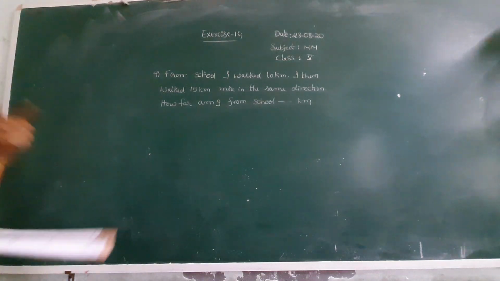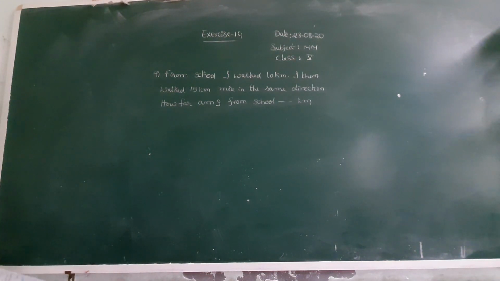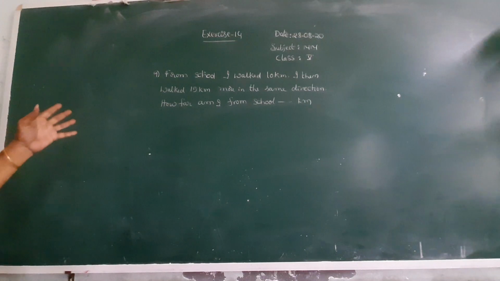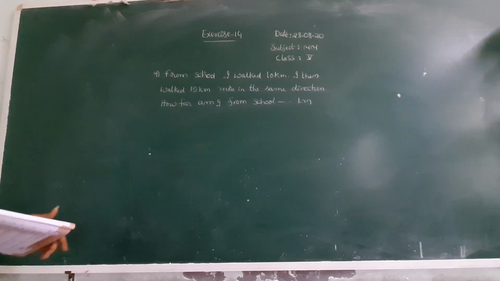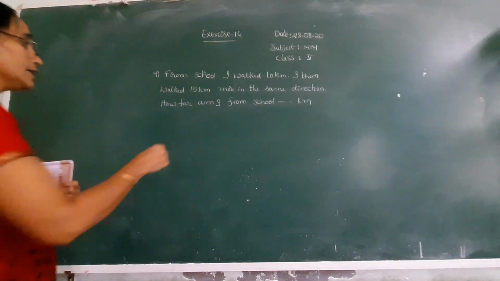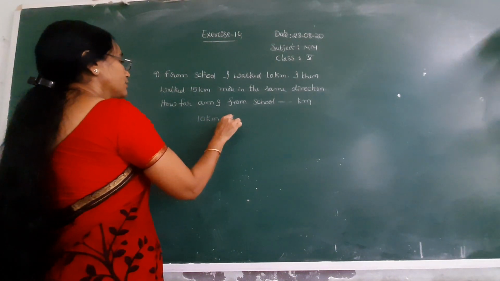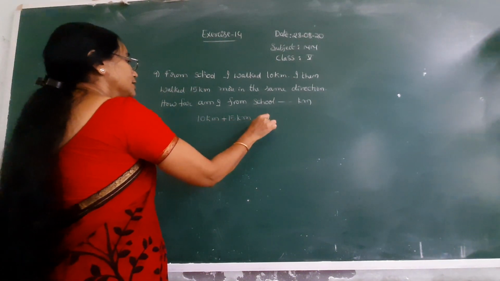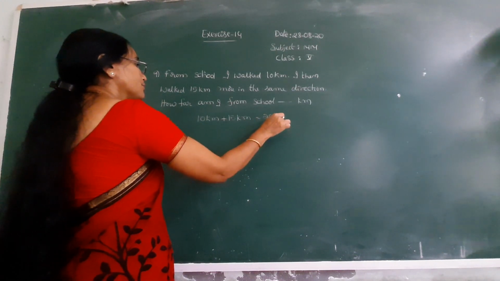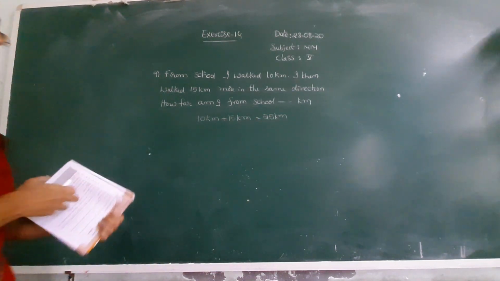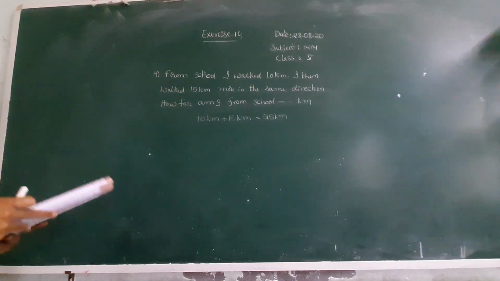Say from school he started walking and he walked 10 kilometers. I then walked 15 kilometers more in the same direction. See how much distance from school to me they are asking here. So how much is it now? 10 kilometers plus 15 kilometers in the same direction they walk. That's why you should add. He is 25 kilometers away from the school.